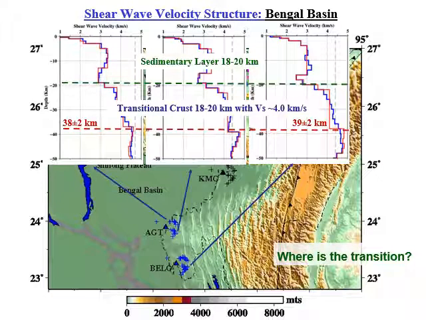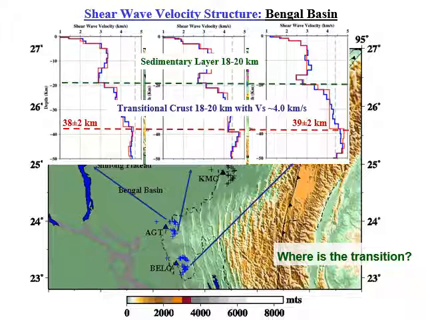This is a plot of the velocity structure for those 2 stations, AGT and BELO. You can see on the top panel the 3 velocity models. What you see is the remarkable difference in the crustal structure. Here the crust is only 18 to 20 kilometers thick with a shear wave velocity of 4 kilometers per second.